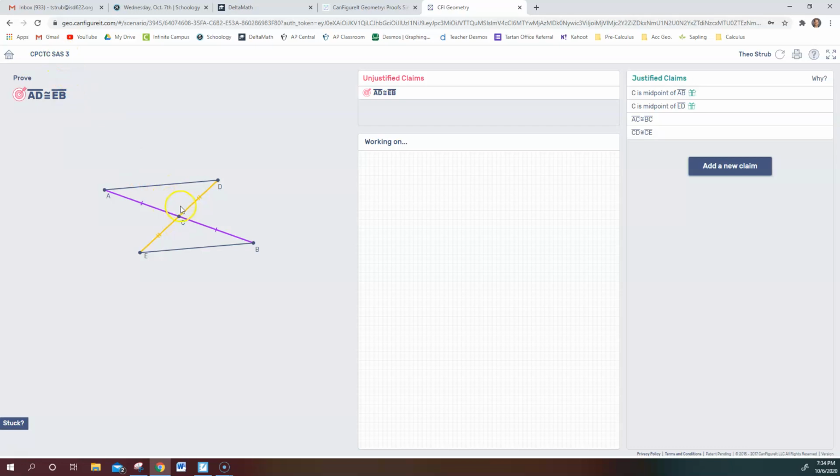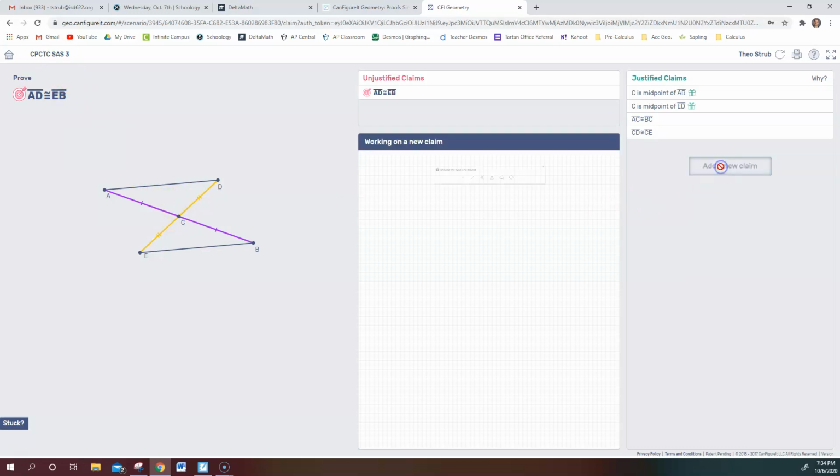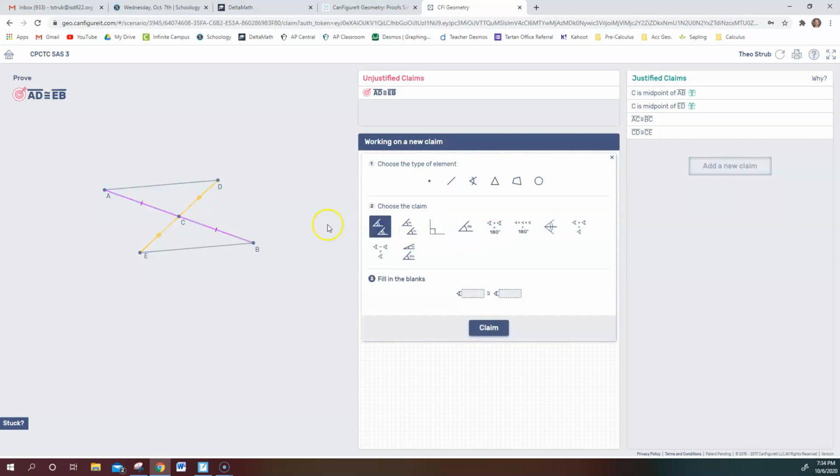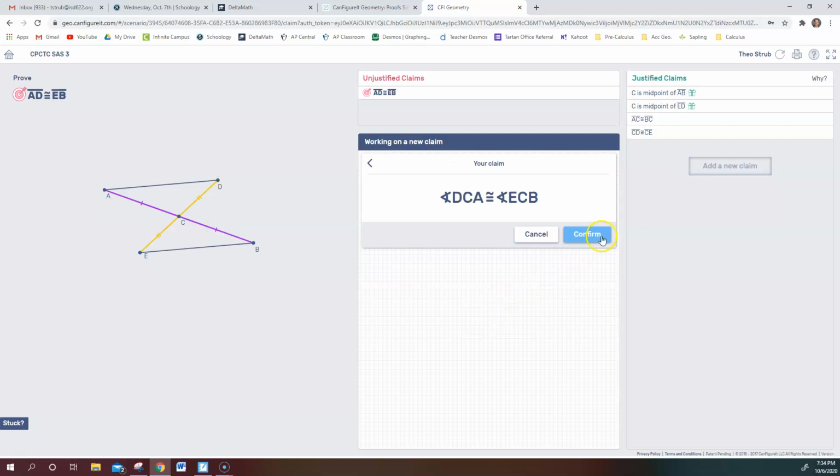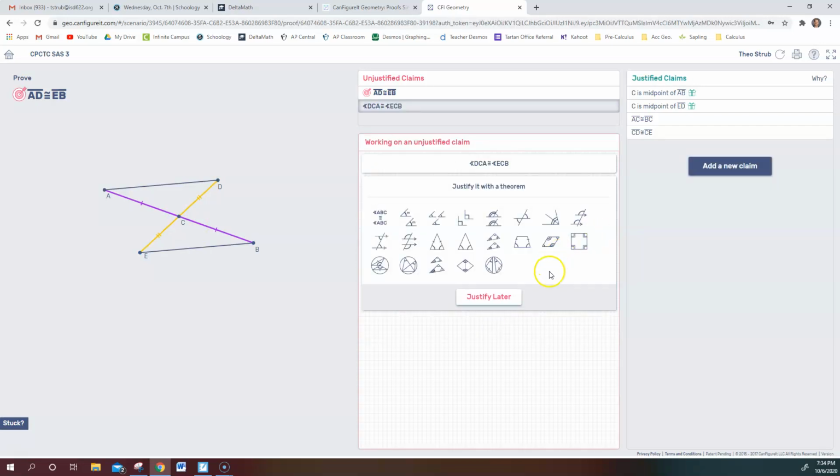So I need the included angle, which notice it looks like a bow tie. So I'm going to go to angles. And then I've got congruent angles. And we can go right in the middle. You want to take the small one from the top triangle. And that's going to be congruent to the small angle on the bottom triangle. Click claim, confirm.